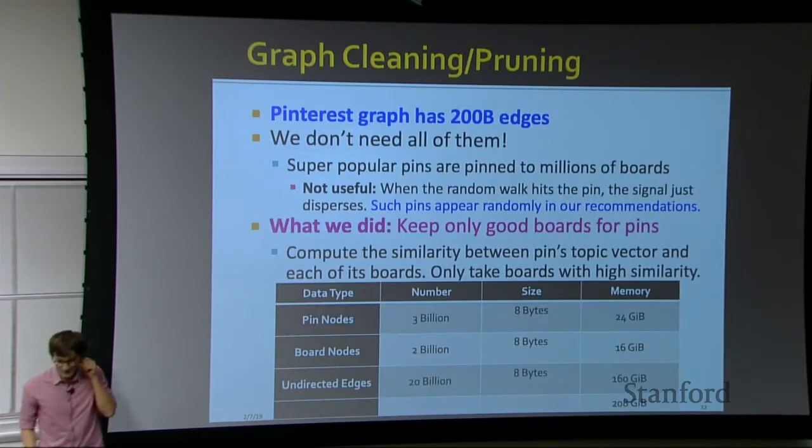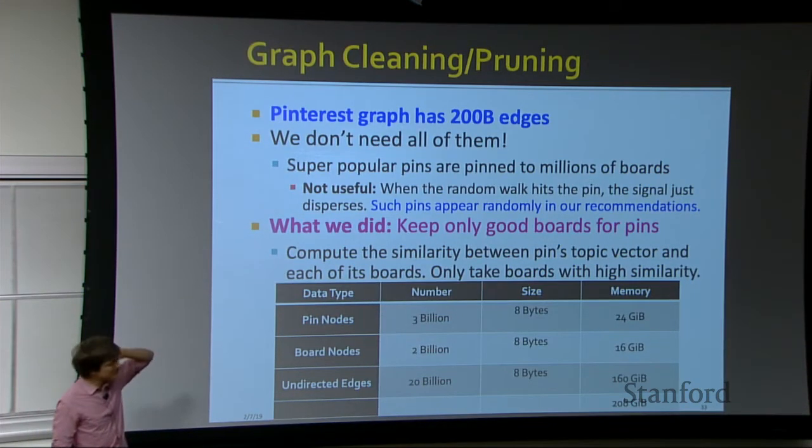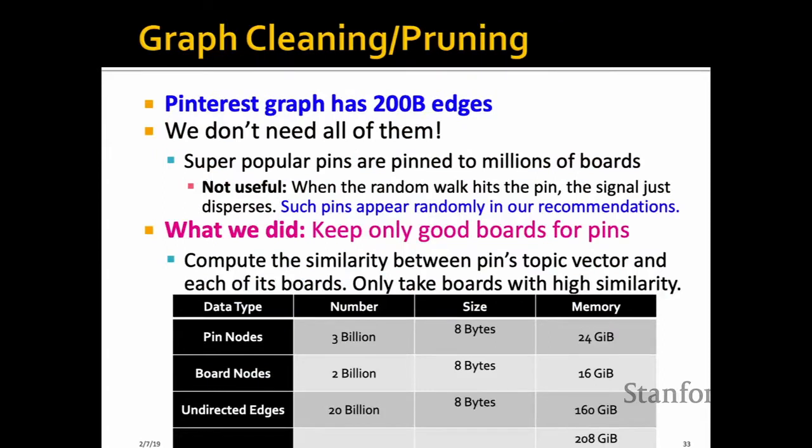So what do you do? There are a few more things that are important. First thing is that the Pinterest graph is humongous, right? It's over 200 billion edges. But it turns out you don't need all the edges. So you can come up with a way to clean and prune this graph, to make it more topically focused. So what does this mean?